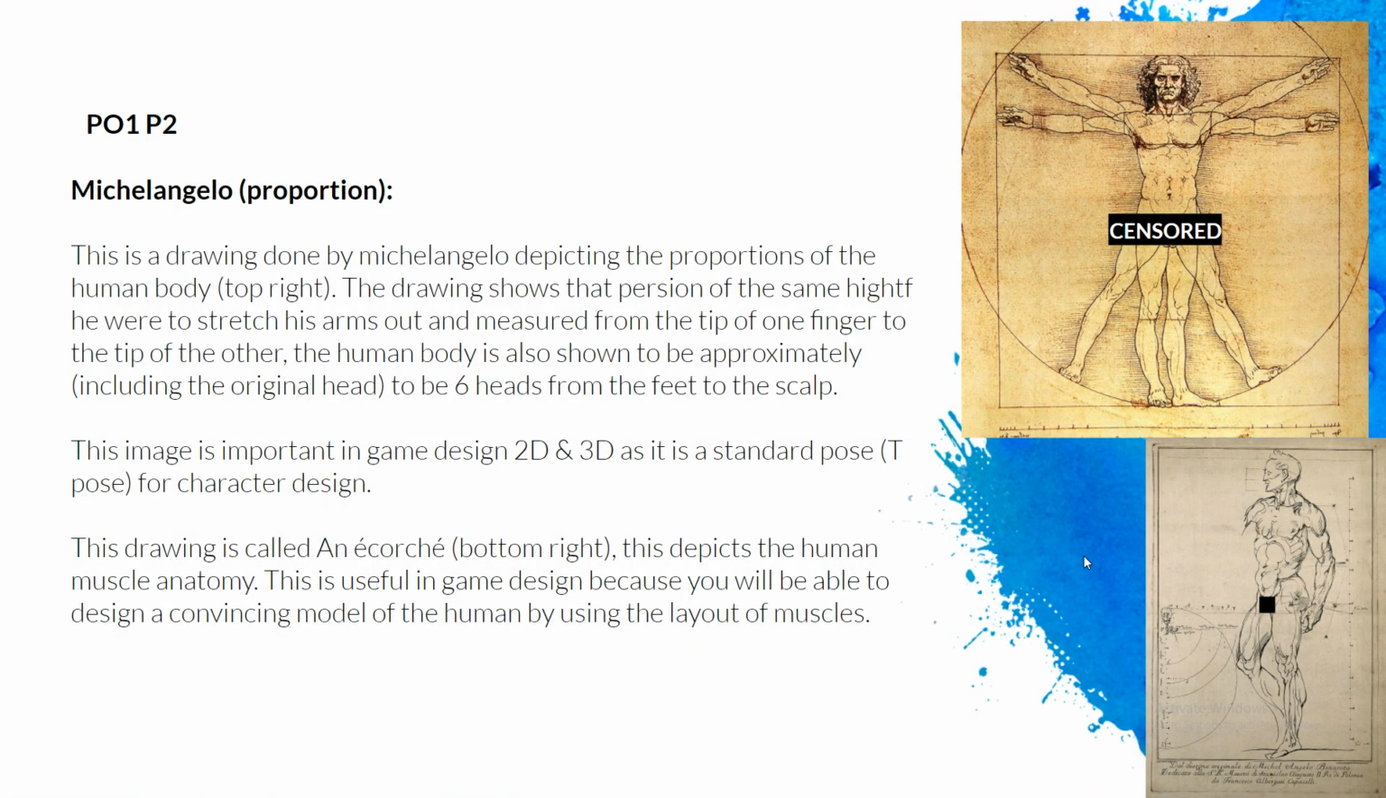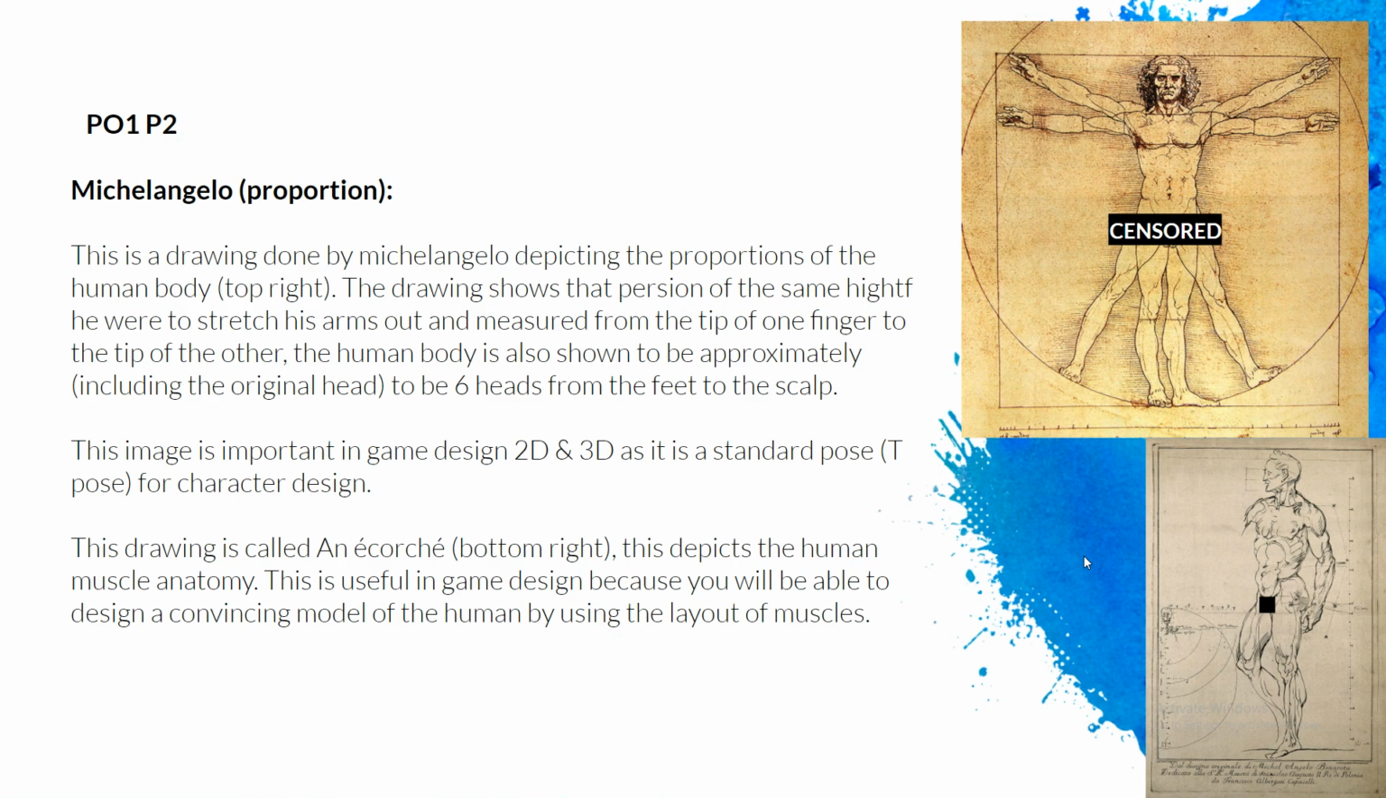PO1, P2, Michelangelo proportion. This is a drawing done by Michelangelo depicting the proportions of the human body in the top right. The drawing shows that the person is the same height if he were to stretch his arms out and measure from the tip of one finger to the tip of the other. And the human body is also shown to be approximately, including the head, six heads from the feet to the scalp. This image is important in game design in both 2D and 3D, as it's the standard T-pose for character design.